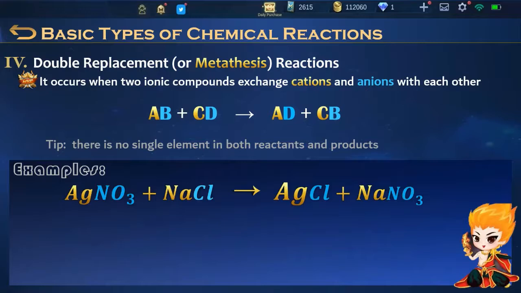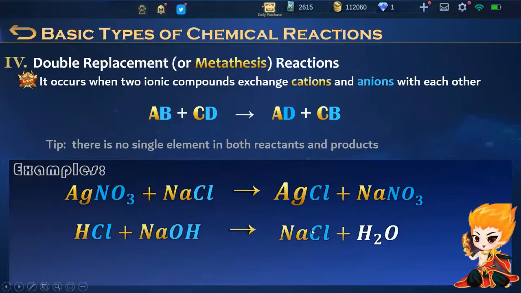AgNO3. So, first step, you need to identify the anions. Anions. And then, sa product is which partner siya. AgCl and sodium nitrate. And here, change partner, hydrogen of OH na, and this time sodium and Cl. Take note, cation would always mag-una. Hopefully, familiar na mo sa cation and anion sa katong nasa inyong folder.